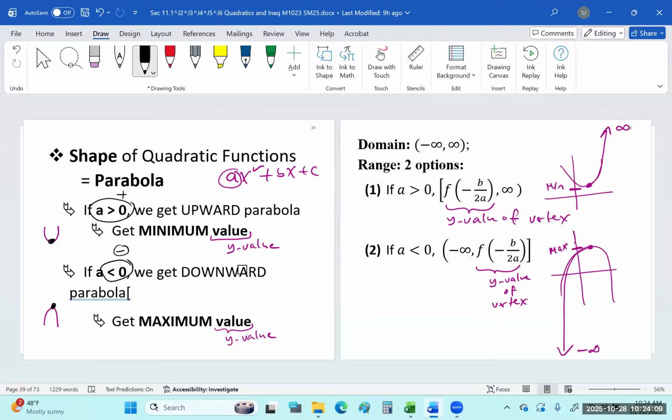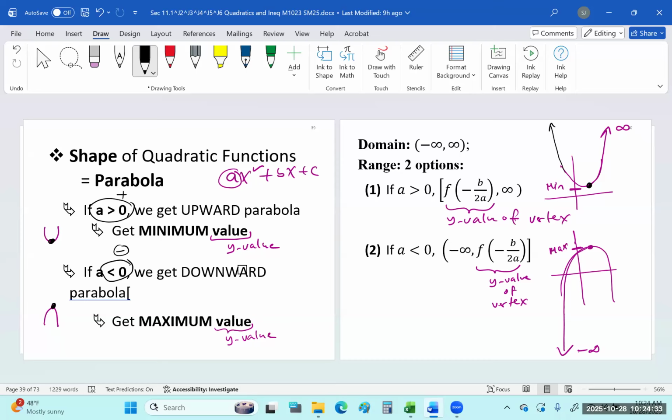So if you have an upward parabola, the minimum Y value you get is the Y value of the vertex. And the maximum Y value, we don't know because the graph is going on forever upward. So our range is the Y value of the vertex to infinity.